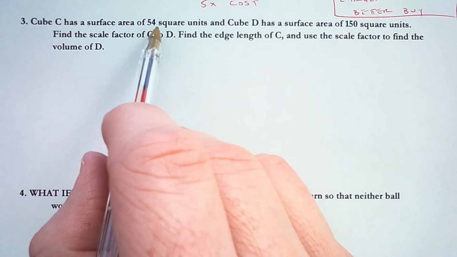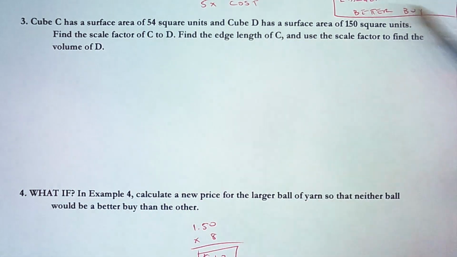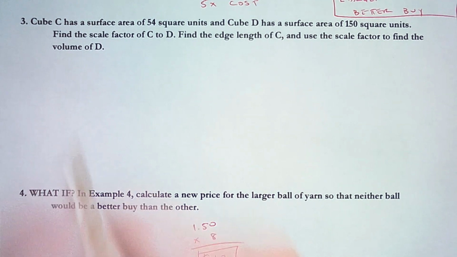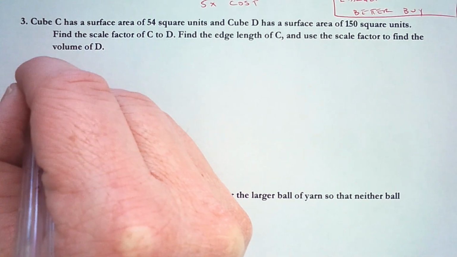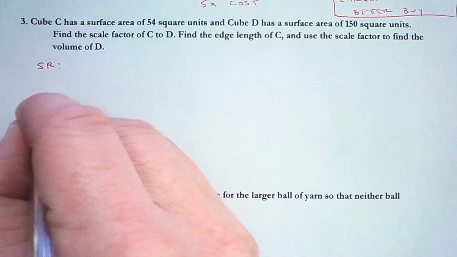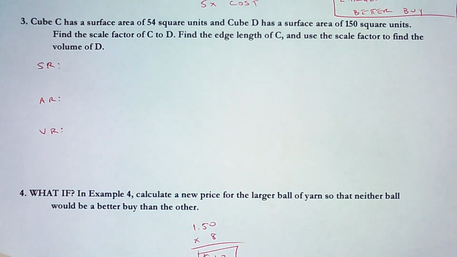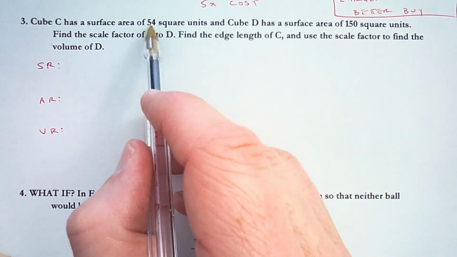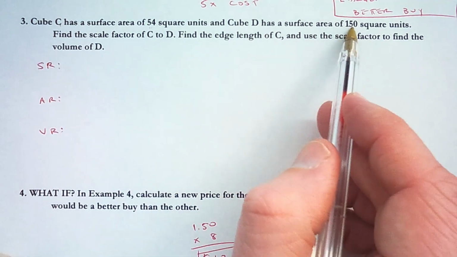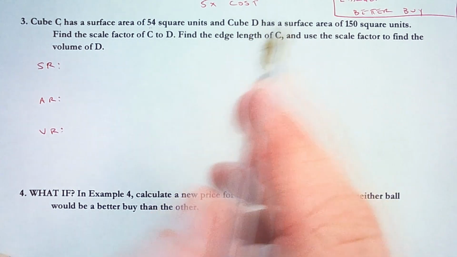Cube C has a surface area of 54 square units, and cube D has a surface area of 150 square units. Find the scale factor of C to D, find the edge length of C, and use the scale factor to find the volume of D. So there's a lot going on here, but we have 2 cubes, C and D, and we're going to talk about their ratio. So the similarity ratio, the area ratio, and the volume ratio. So what we are given is surface areas.